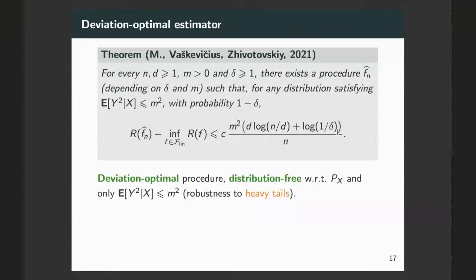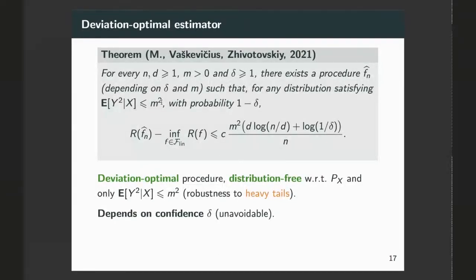So we have a procedure which is optimal with high probability, and it's distribution free, so it doesn't require any assumption on the distribution of x. In particular, it has to be nonlinear to achieve this, because if you stick to linear prediction functions, you cannot get any bound, as I was saying in the beginning. And it's also robust to heavy tails, because the only assumption on y is this conditional second moment.